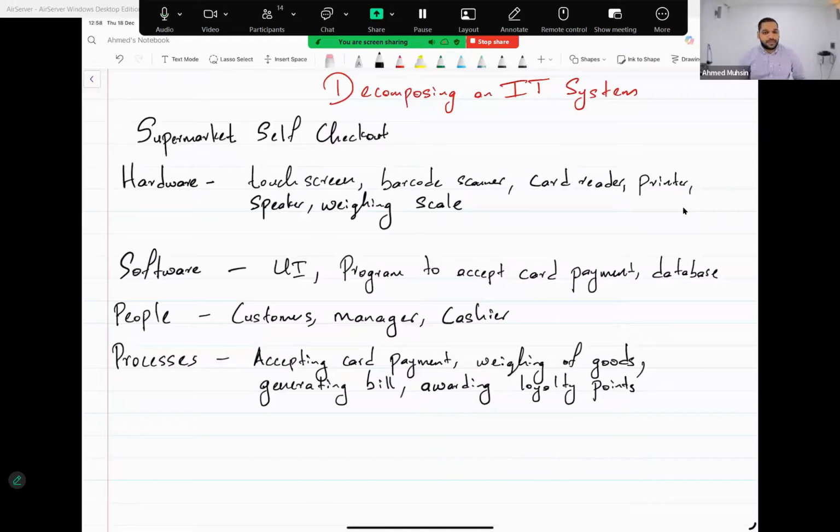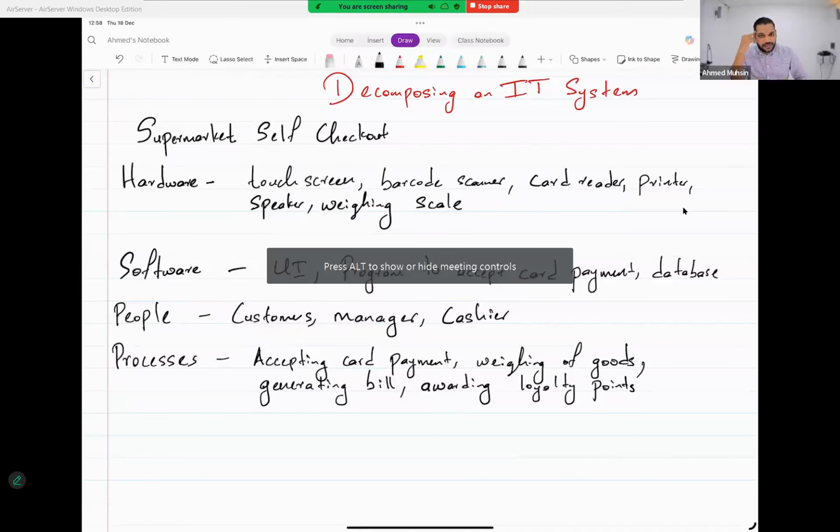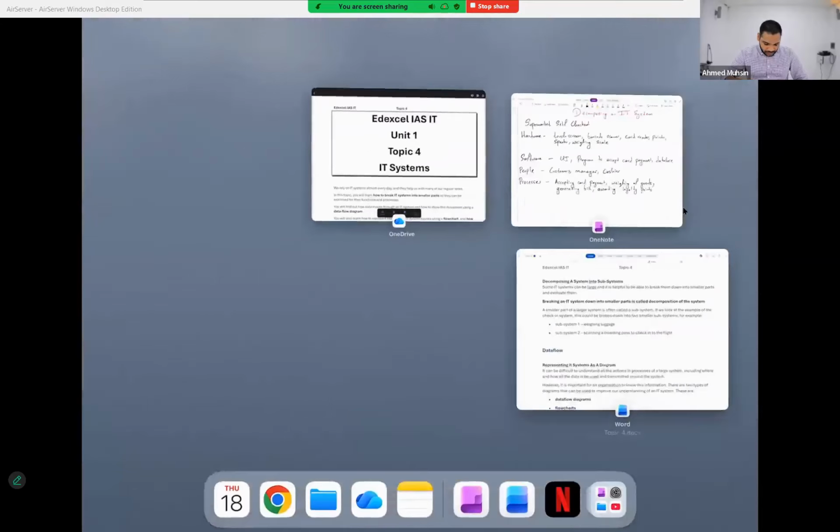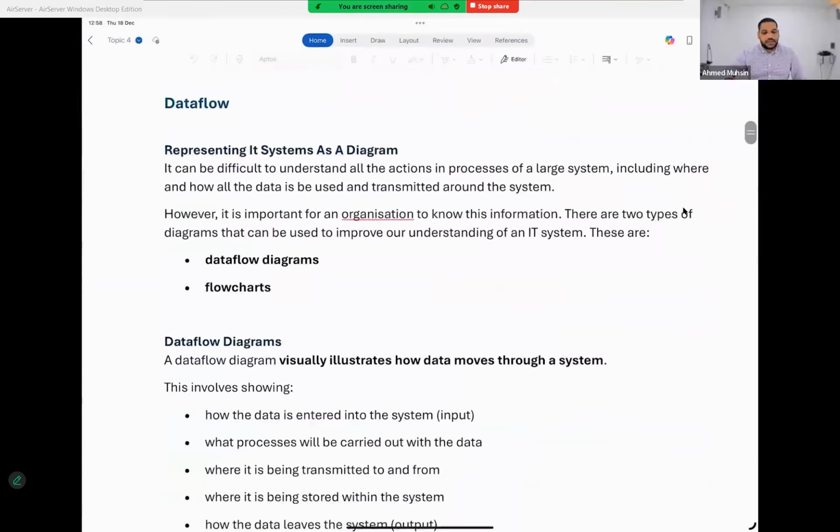Right. Let's move on to drawing diagrams to explain how a system works. Drawing a diagram to represent how an IT system is working. Are we all okay with this? We learned decomposing. Now we are going to be looking at diagrams that we can draw to represent an IT system. Can you all come down to the next part? Data flow.